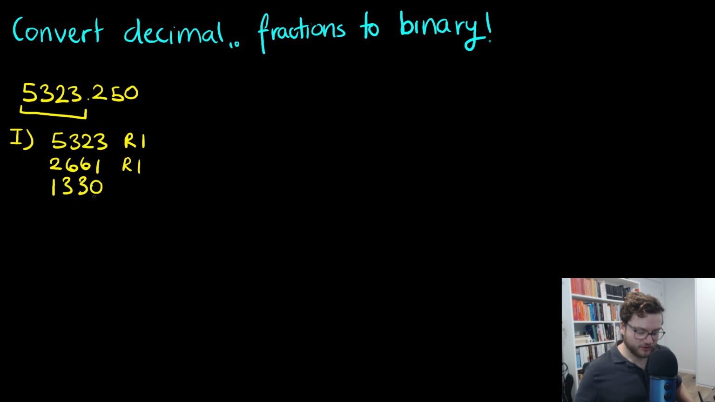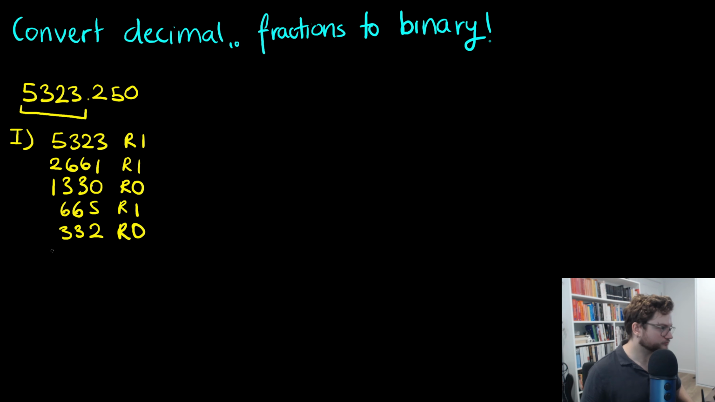Okay? Now 1,330 divided by 2 is 665, remainder 0. Divide that by 2: 332.5, so remainder of 1. Now you can guess what I'm going to keep doing. We keep dividing until we get to 0, and we don't divide 0. So 332 divided by 2 is 166. So no remainder, just 166.